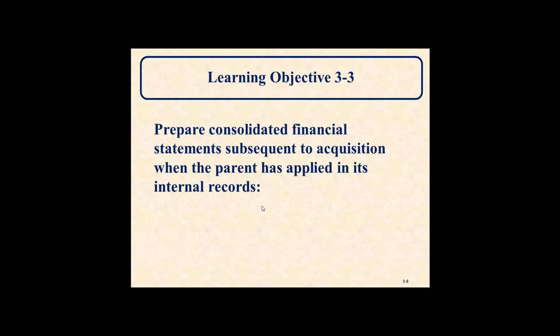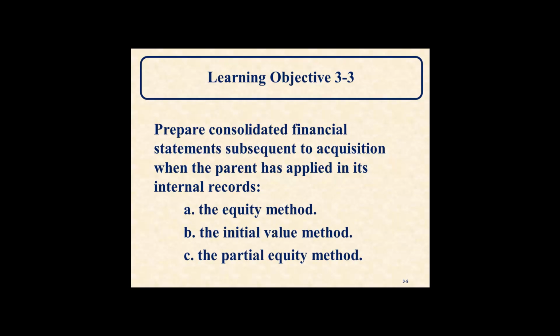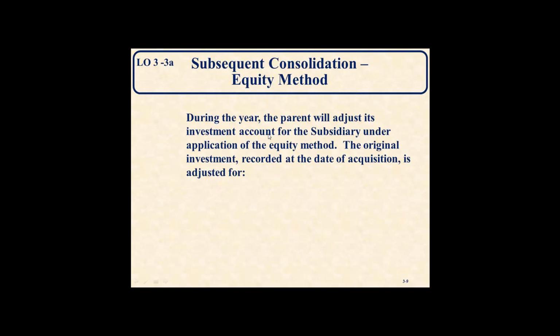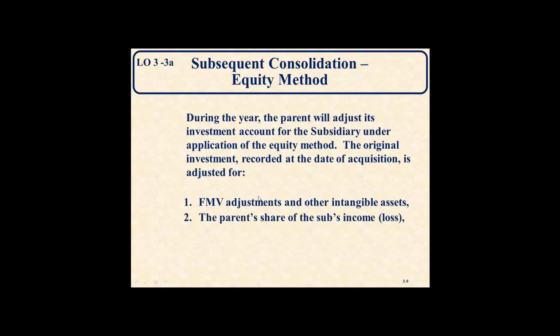To prepare a consolidated financial statement subsequent to acquisition, the parent may have applied the equity method, the initial value method, or the partial equity method in its internal records. Subsequent to the consolidation, during the year, the parent will adjust the investment account for the subsidiary under the application of the equity method. The original investment is recorded at date of acquisition and adjusted for fair market value adjustments to other intangible assets, the parent's share of the sub's income or loss, and the receipt of dividends from the sub.